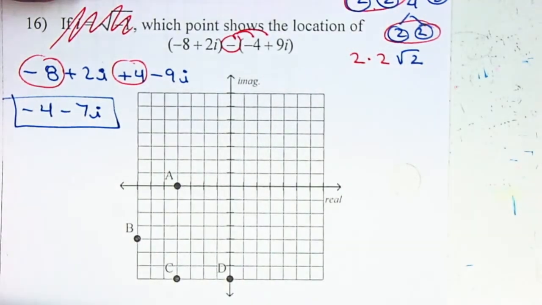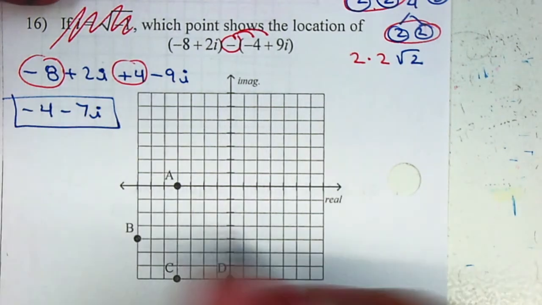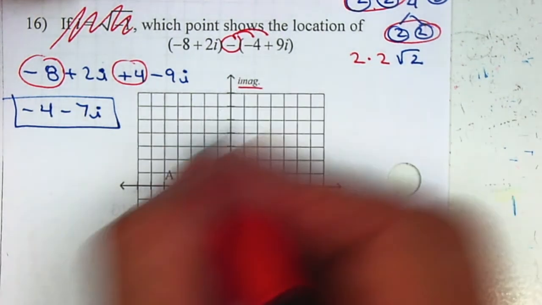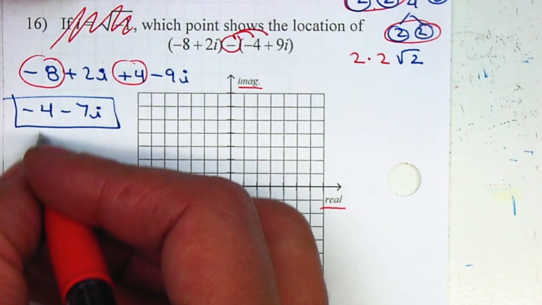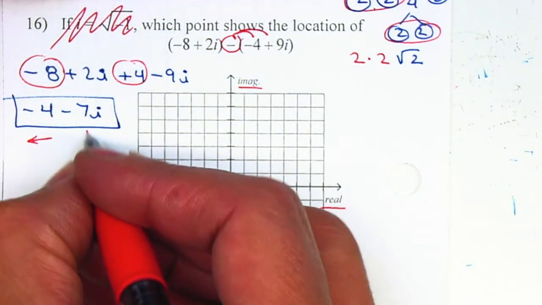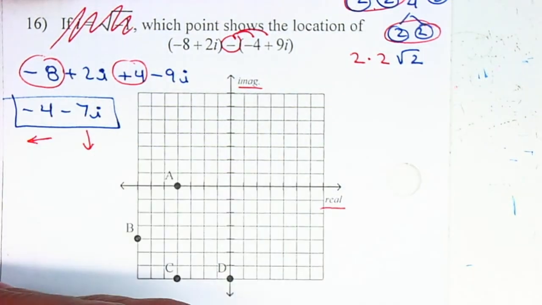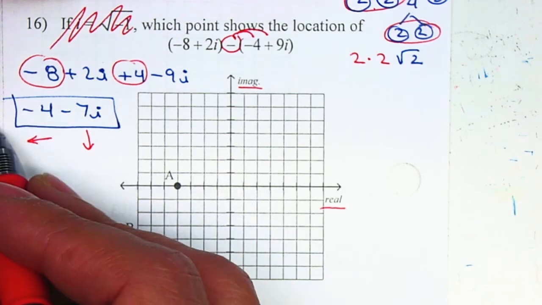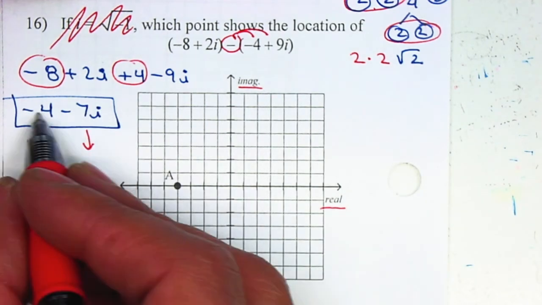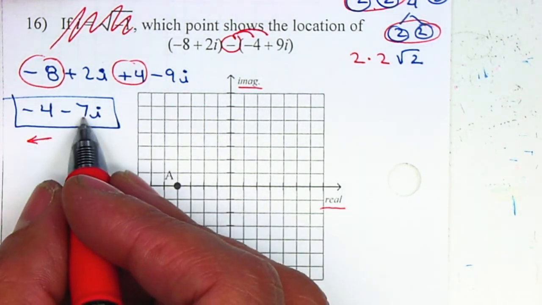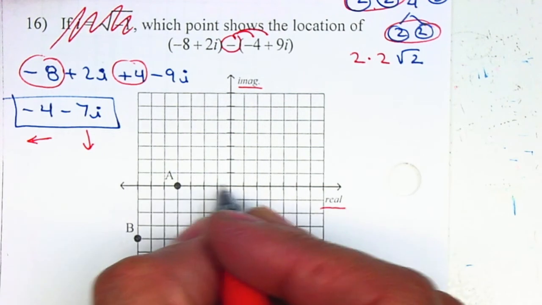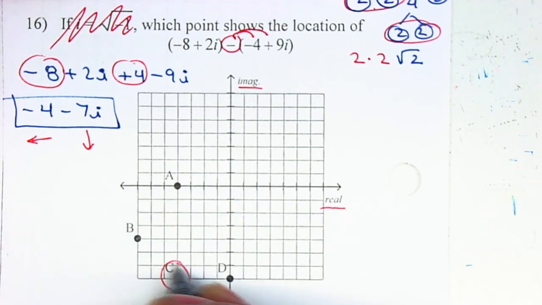So from here, I just select. Remember, this is your real part, imaginary. It's already labeled for you. That means I'm going to go to the left 4, and then I'm going to go down 7. Your real part takes you left to right, imaginary part up and down. Because it's negative, you go to the left. Because it's negative, you go down. So left 4, down 7, it's going to be letter C.